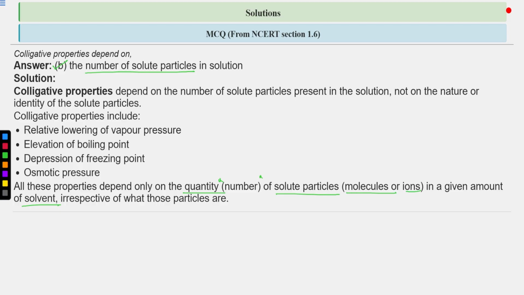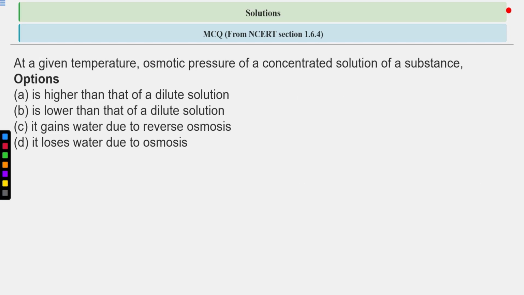Okay, let's move on to the next one. This is an MCQ type question from NCERT subsection 1.6.4. The question says that at a given temperature, the osmotic pressure of a concentrated solution of a substance... Okay, so after this, you have to choose the correct option which can correctly complete the question statement given.